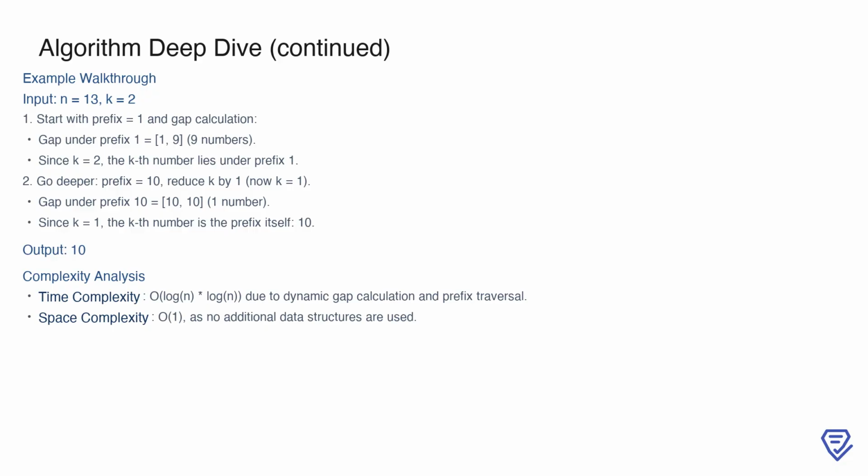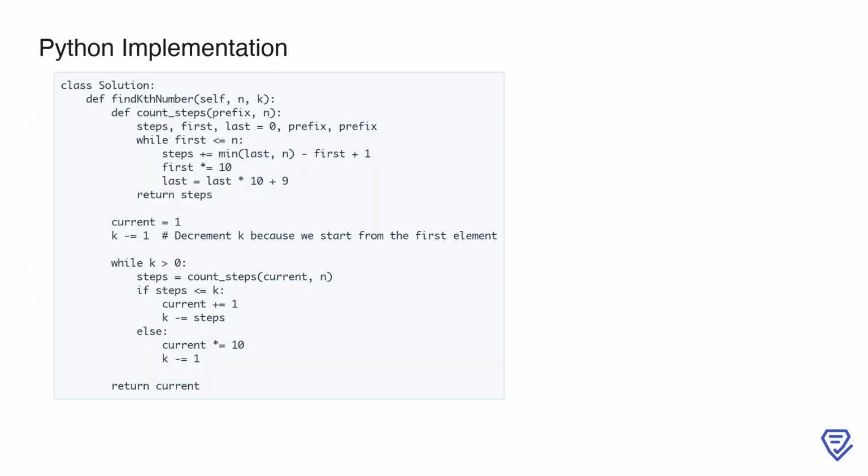list. In terms of complexity, the time required is proportional to O(log n * log n), due to the dynamic gap calculations in prefix-based traversal, while the space complexity remains O(1), as no additional structures are used. This implementation solves the problem of finding the kth smallest number in lexicographical order efficiently, avoiding the need to generate and sort the entire list.